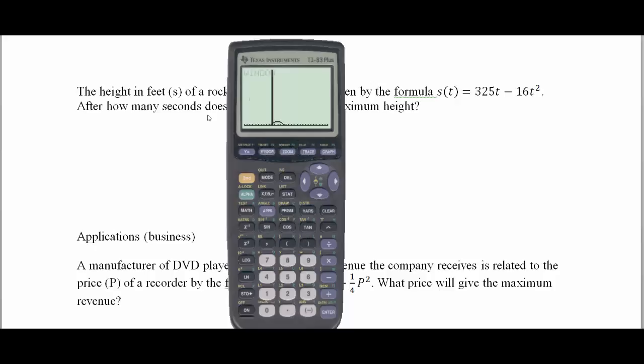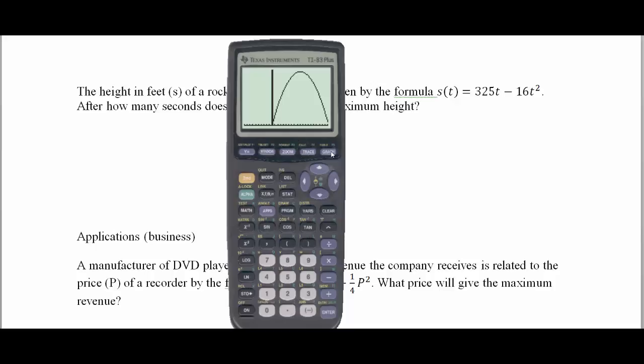Whoops, I screwed that up there. My y maximum didn't seem right. Let's go back and look at my equation. Oh shoot, I had the wrong equation in. Here we go. I forgot to change my equation. 325x minus 16x squared. And now you can see that it will hit that 1,650 foot mark at roughly 10 seconds.